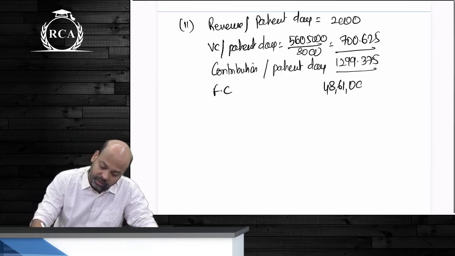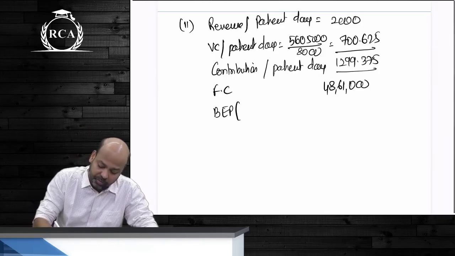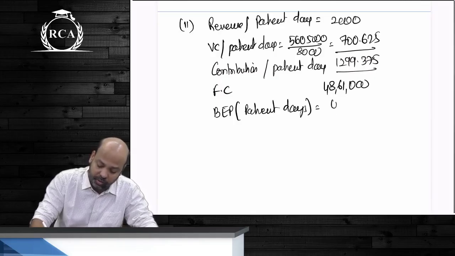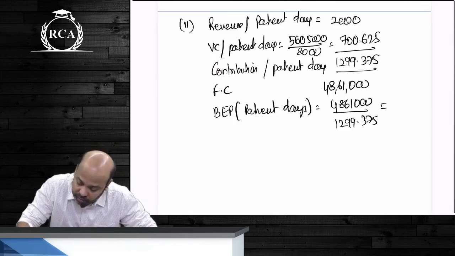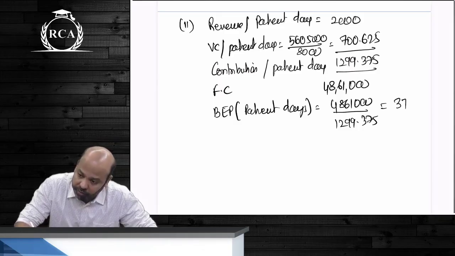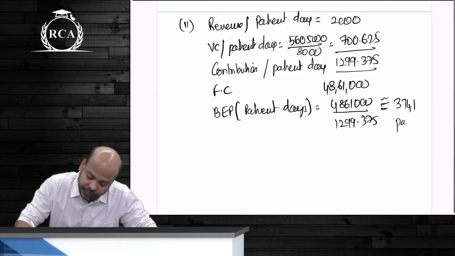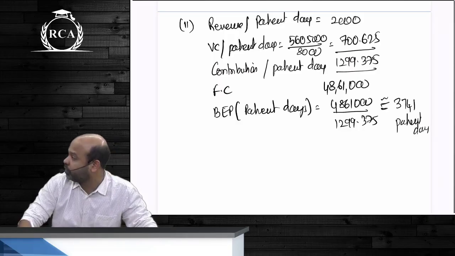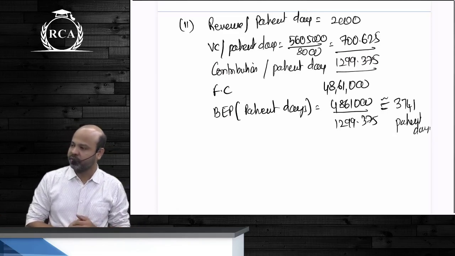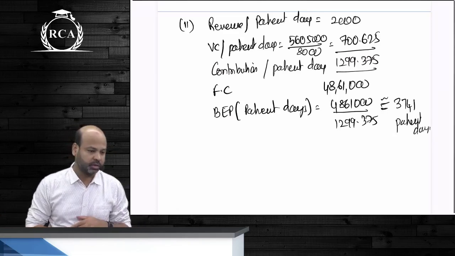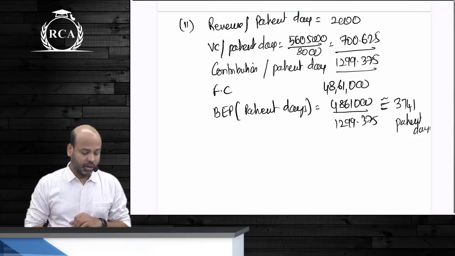The total amount of fixed cost as such beta that we are incurring is 48 lakh 61,000. Your break even point in terms of number of patient days beta would be equal to, the formula is still the same, fixed cost divided by contribution per patient day, 48 lakh 61,000 divided by 1299.375. How much is that? 37441 patient days guys. We need to operate at 3,741 patient days in order to break even. Are we all clear about this?